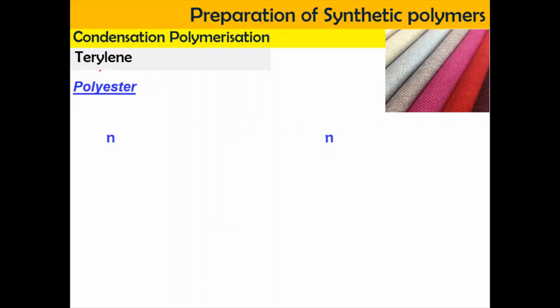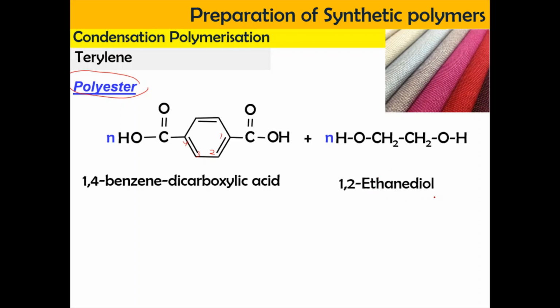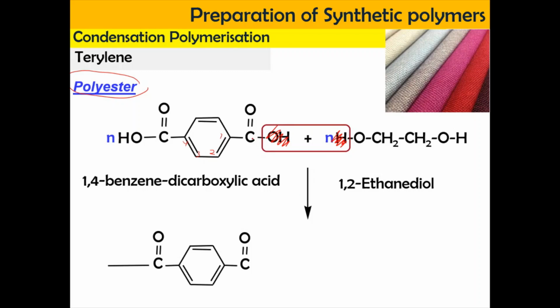Next, we're going to look into Terylene, which is also a class of polyester. The Terylene can be produced when we react 1,4-benzene dicarboxylic acid with 1,2-ethanediol. So what's going to happen here is that our OH and hydrogen here are going to be removed, and this is going to connect the C double bond O with our ethanediol part. So this is going to produce an ester.